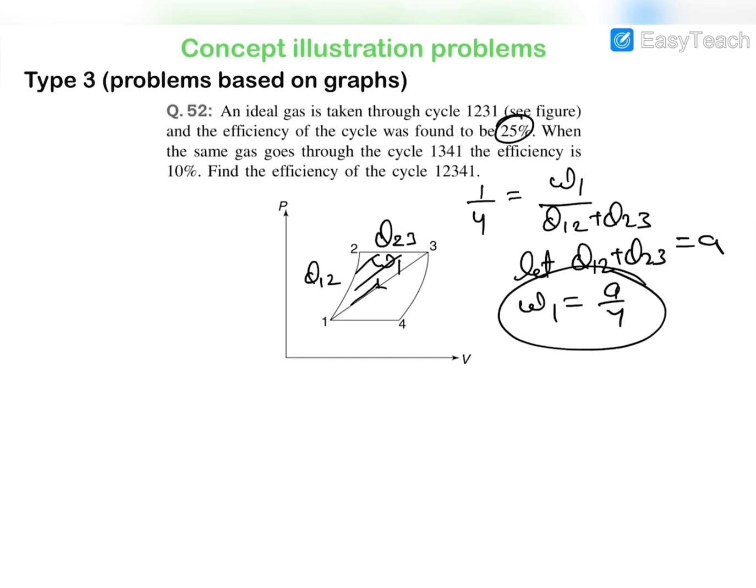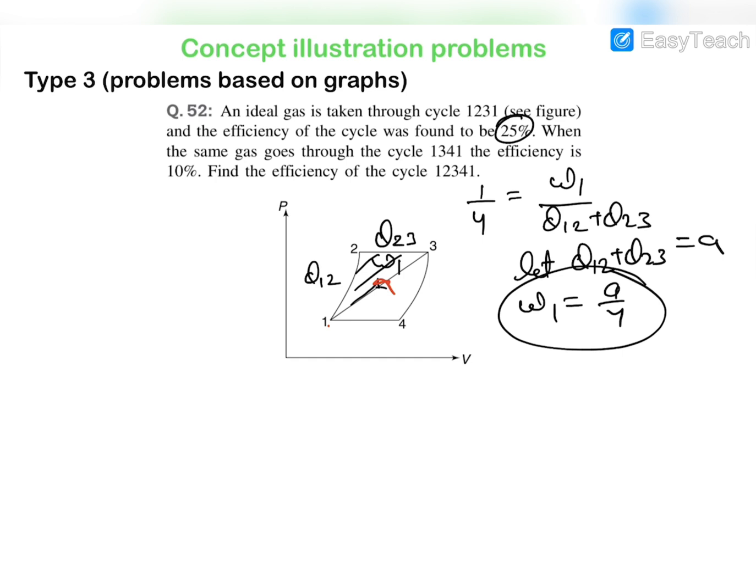Now when we write down the efficiency of the second cycle, you can see that this is 1341, and in 1341 in process 1 to 3 the heat is being supplied, because now we are going from 1 to 3, and while going from 1 to 3 pressure and volume both are increasing, and therefore dU and dW both will be positive, and heat supplied to the gas will be positive.